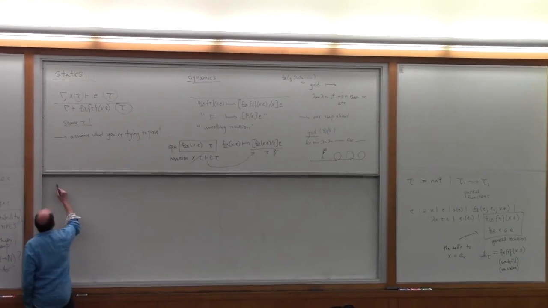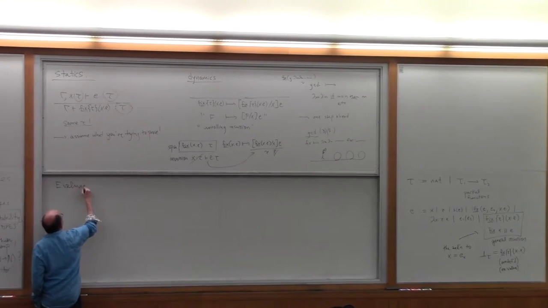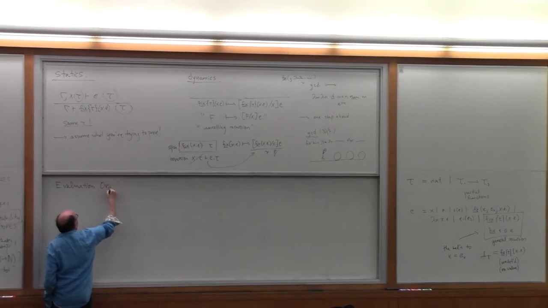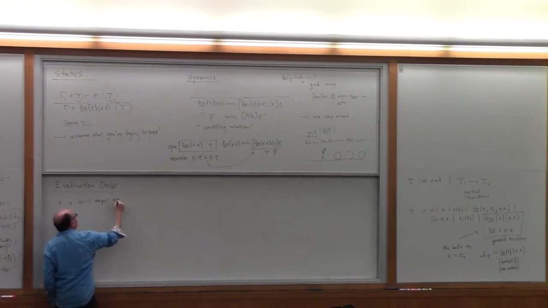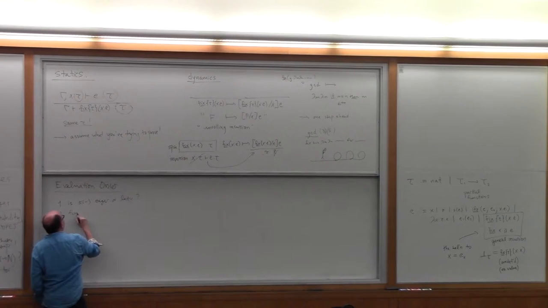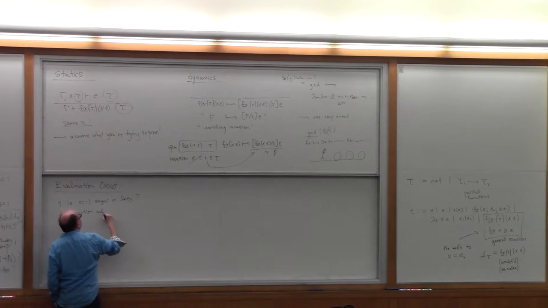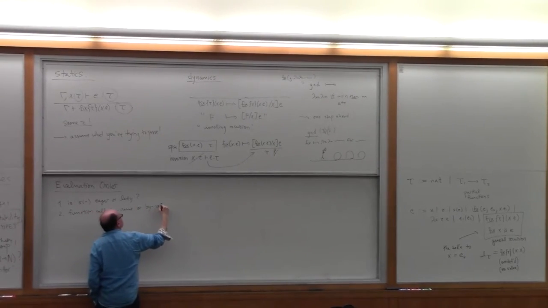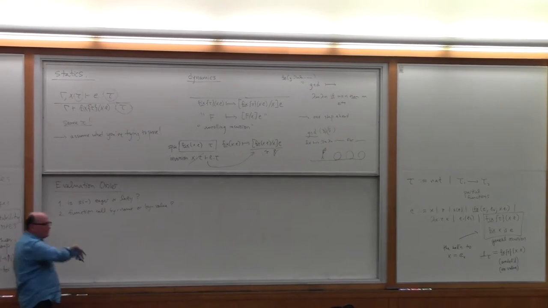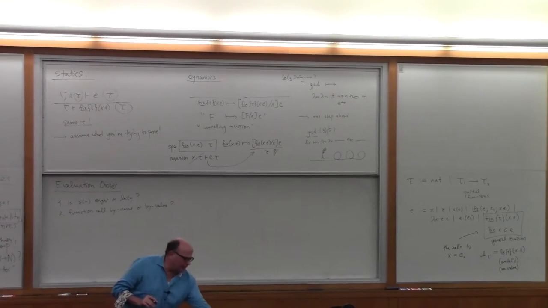So now I want to talk about the very important idea which comes up when we have partiality, as evaluation order. And the two relevant questions are, is the successor eager or lazy? And are our function calls by name or by value? When we talked about total languages, I was able to sweep this all under the rug. It doesn't matter. I don't care. Irrelevant, because everything has a value, so there's no difference.